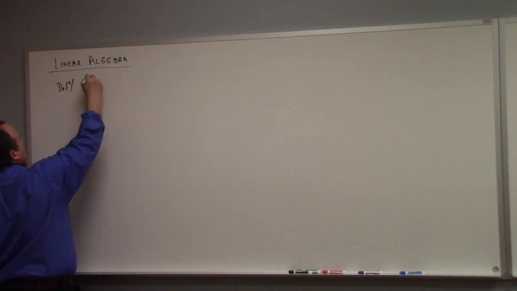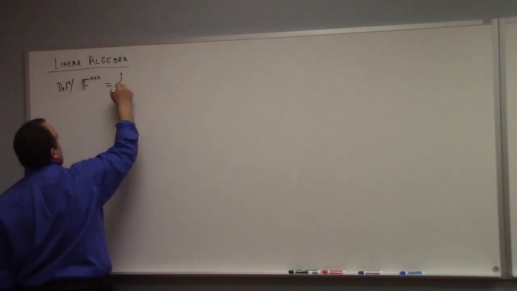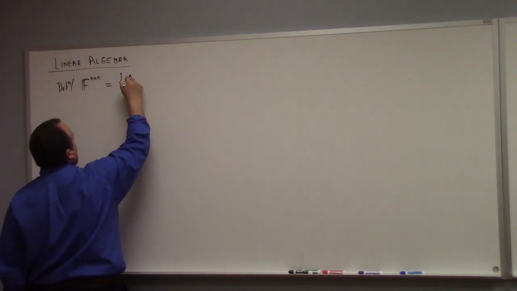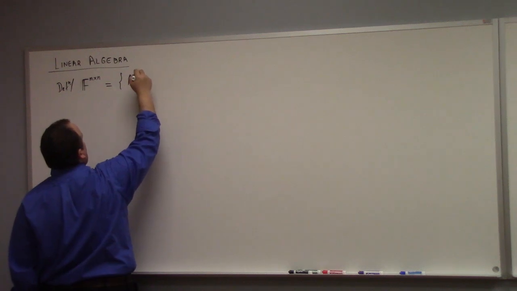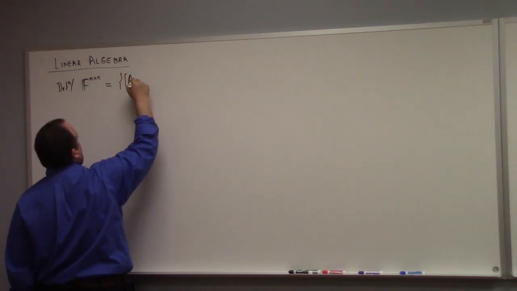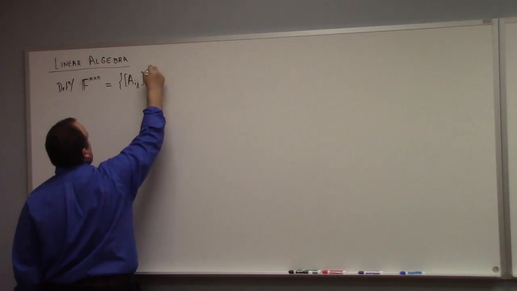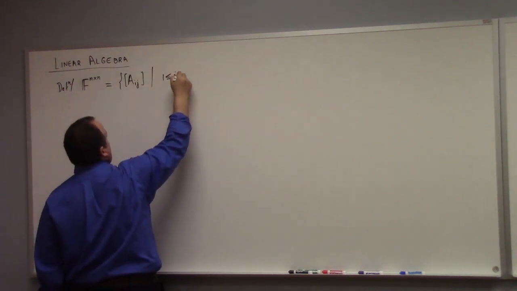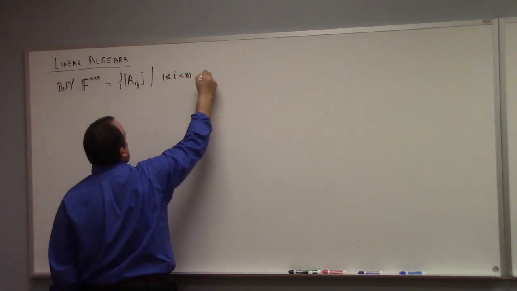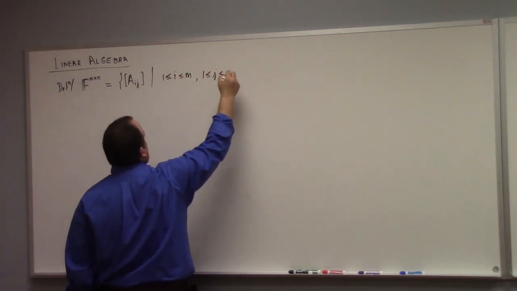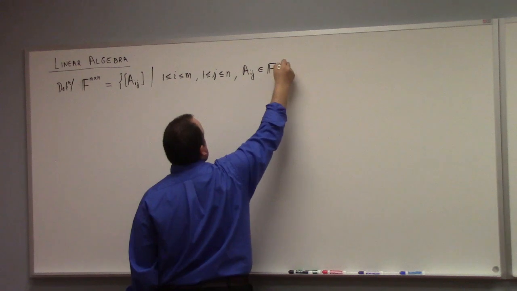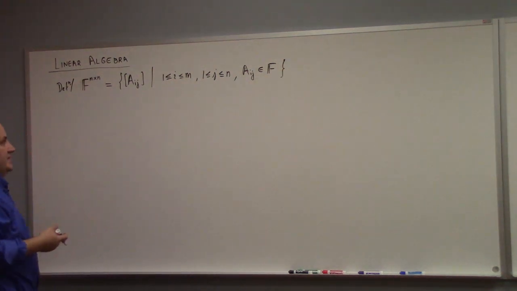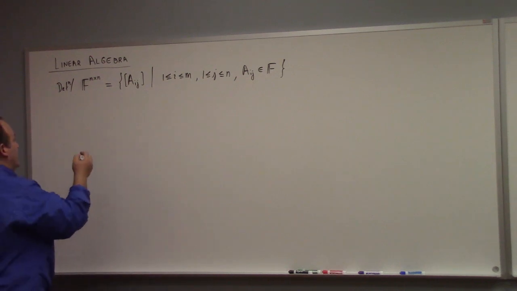So take a field F, and matrices of size m by n. I could use this notation a_ij such that 1 less than or equal to i less than or equal to m, 1 less than or equal to j less than or equal to n, and a_ij is an element of F, of course, for all i, j. This would be the set of m by n matrices over F, right?